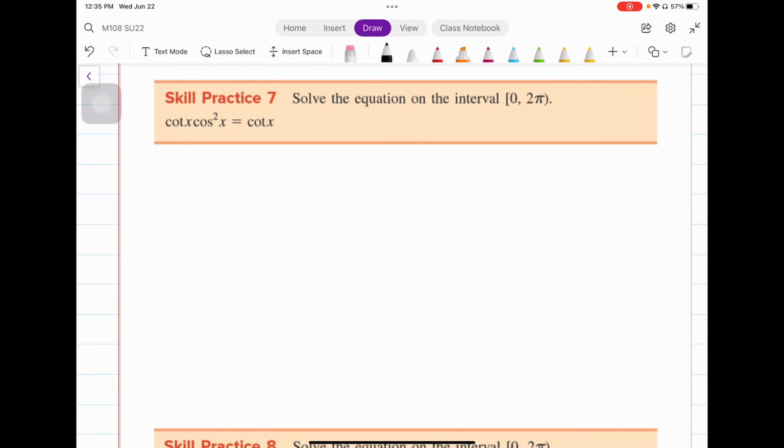Now we're solving the equation on the interval from 0 to 2 pi of cotangent x cosine of x equals cotangent of x. That's something similar to y x squared equals y. How would I solve this equation? Well, I would want to get all the terms on the left-hand side in order to use a zero product property. So I'm going to subtract cotangent from both sides.